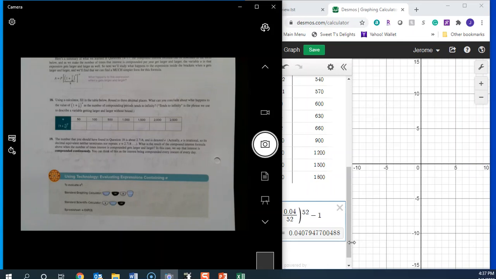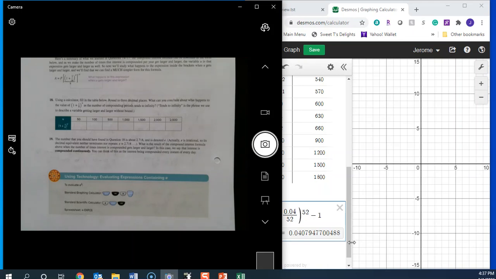It says using a calculator, fill in the table below. Round to 3 decimal places. What can you conclude about what happens to the value of 1 plus 1 over u to the u power as the number of compounded periods tends to infinity? Tends to infinity is the phrase we use to describe a variable getting larger and larger without bound.